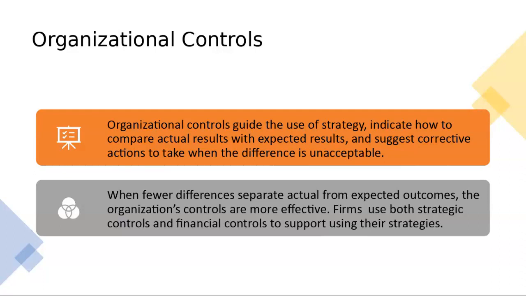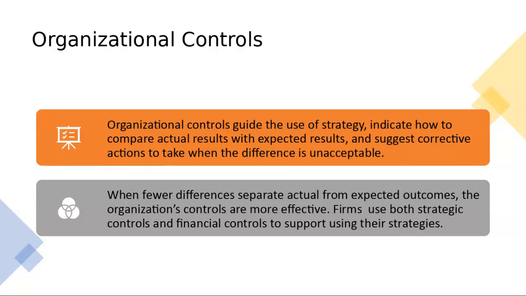Organizational controls, on the other hand, is really used to guide the use of strategy. It indicates how to compare actual results with expected results and suggest corrective actions to take when the difference is unacceptable. So say, for instance, when you do that section of the case analysis that you do your ratios, and when you interpret the ratios, you realize that they're in too much debt. The debt ratio is too high, or you're not getting enough return on investment and that kind of thing. Organizational control is supposed to be able to look at that and correct it. When fewer differences separate actual from expected outcomes, the organizational controls are more effective.